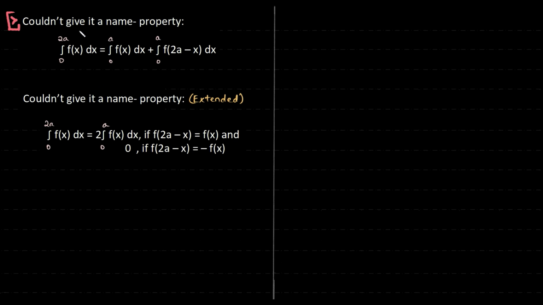The next property. We have the function f of x dx integrated from 0 to 2a. This is equal to integrating the same function from 0 to a, not 2a, plus 0 to a again. But here the function is, first one, we have the function to be f of x, but here the function is f of 2a minus x, right?